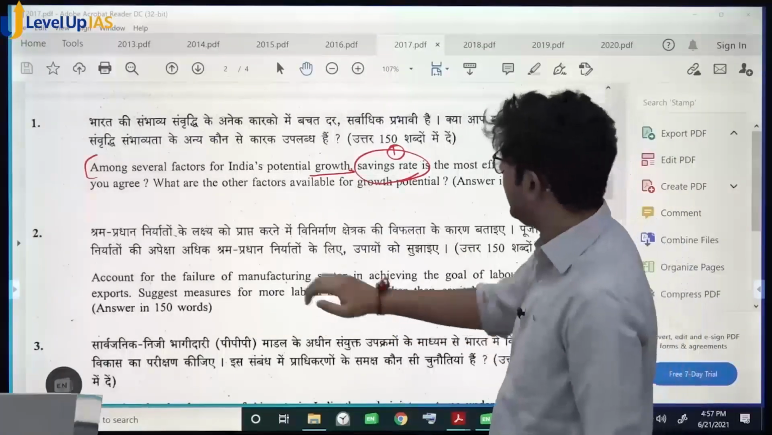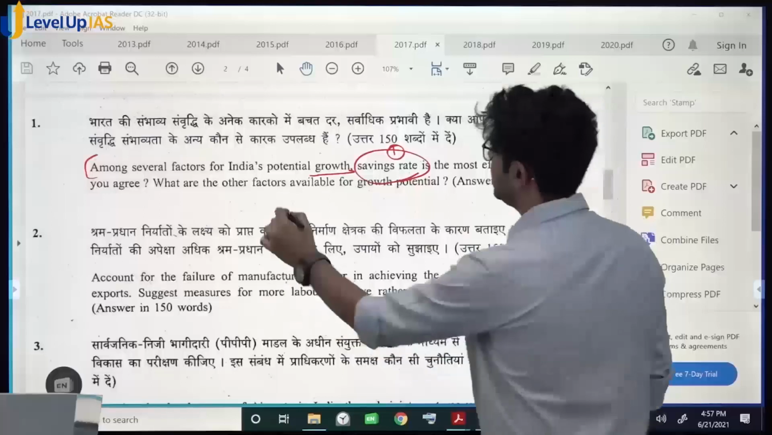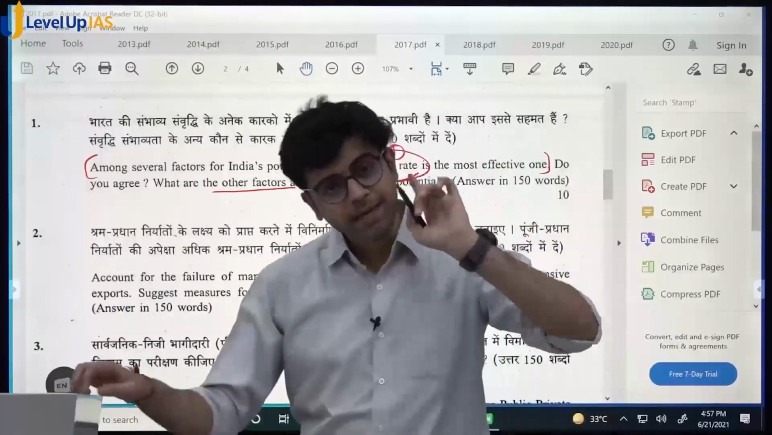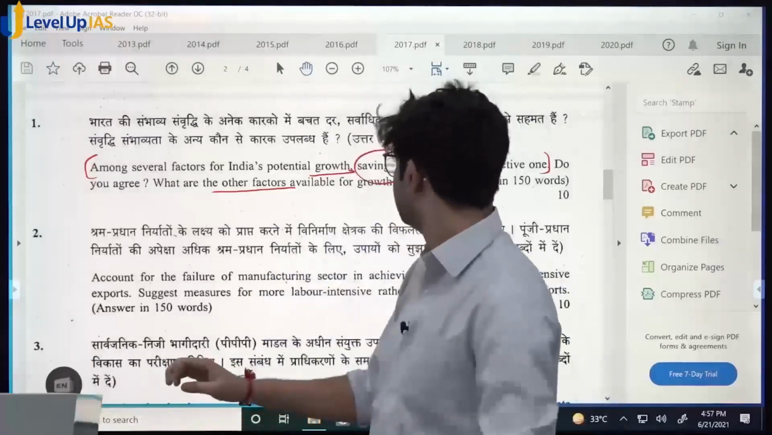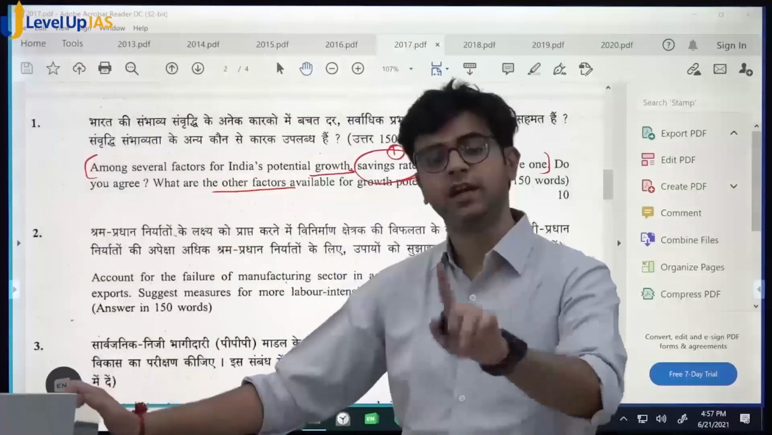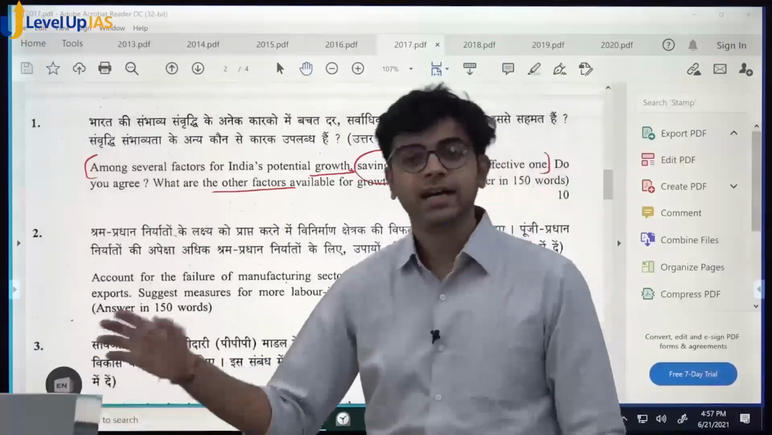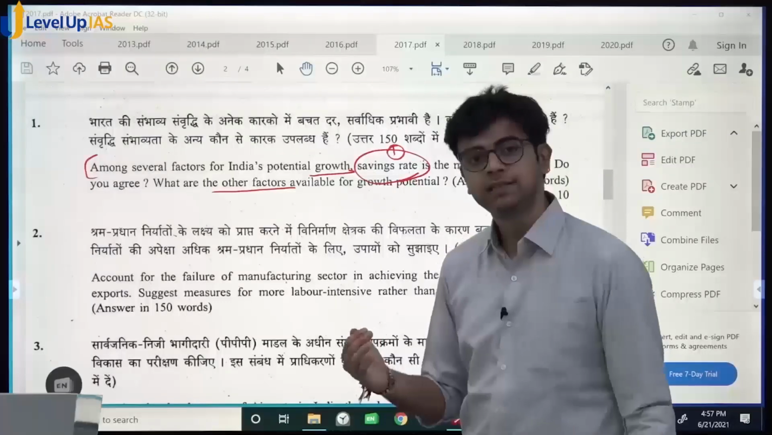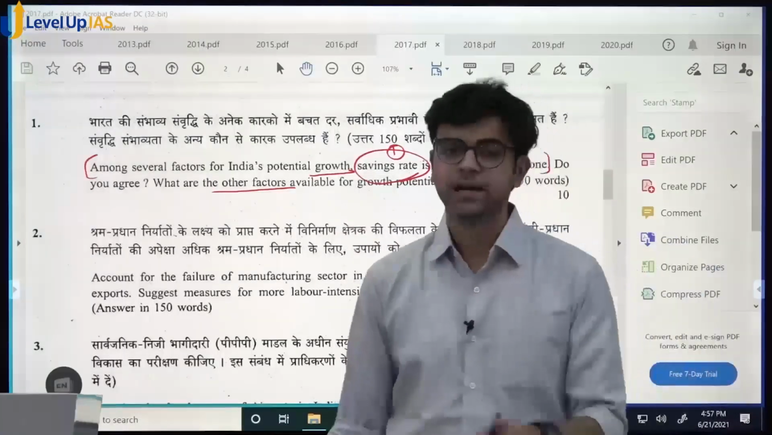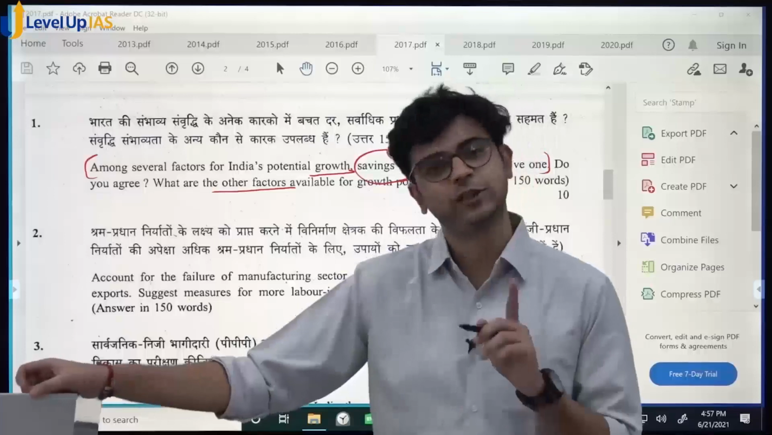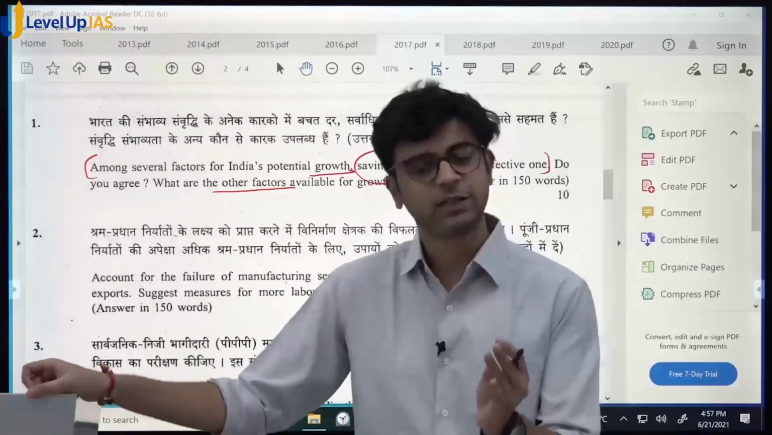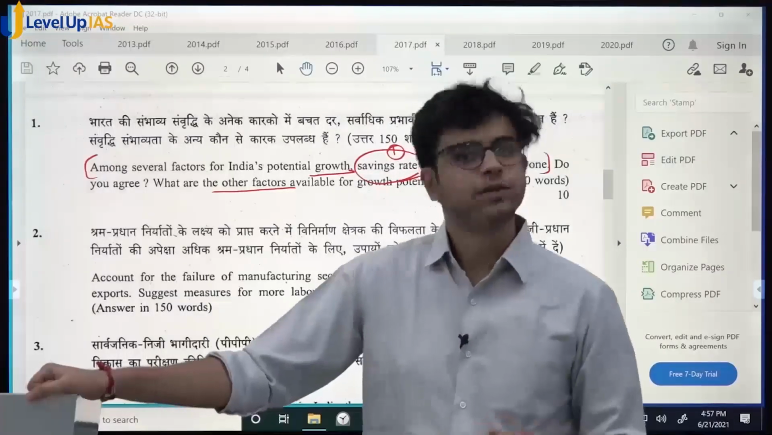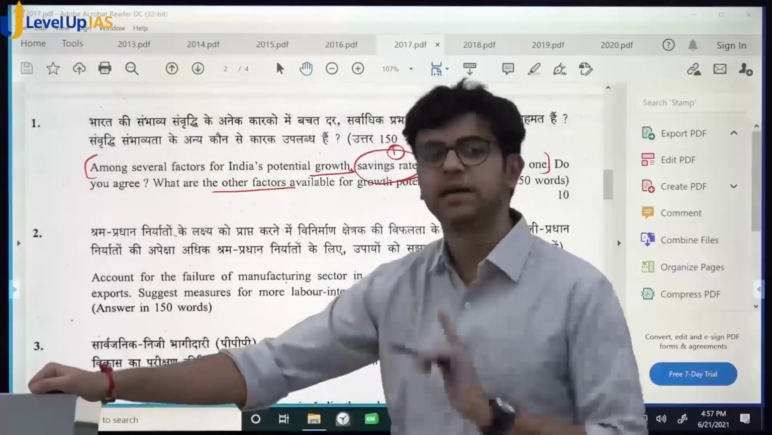That is the second. And what are the other factors? So apart from savings rate, what are the other factors available for growth potential? Now it should be embedded in your mind that savings rate is one of the factors for India's growth. Simple. We are taking matter from the question itself. Remember I told you in the last lecture, UPSC gives us only a few things: notification, past year question papers, model question answer booklet, and answer keys. Notification we saw. Now this is the past year question paper.